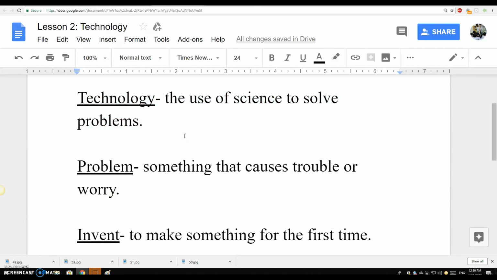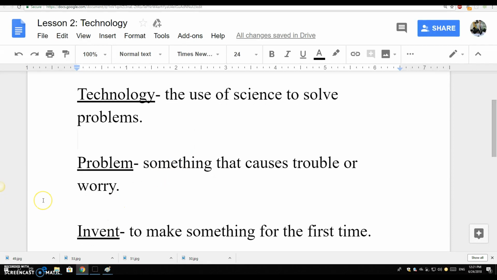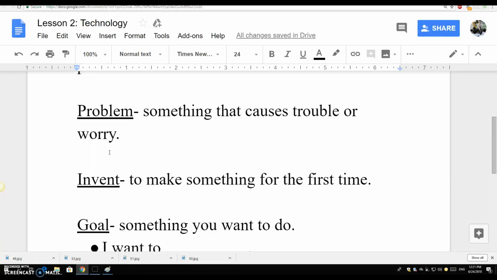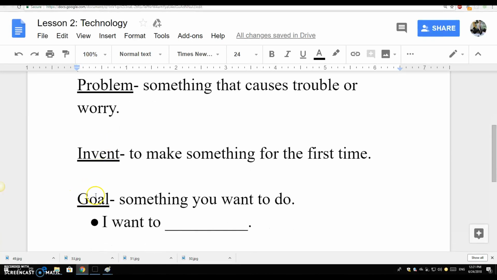Okay, so I just want you to connect all of these ideas and use your imagination. What problem would you like to solve? What technology can you use to solve your problem? What technology can you use to achieve your goal?